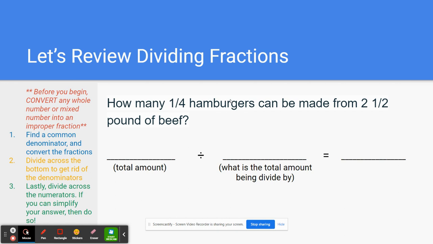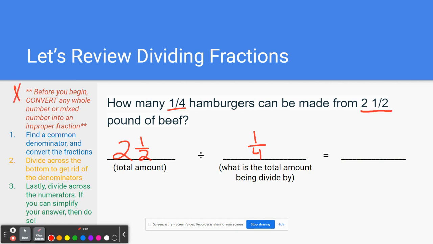When we divide, whether it's fractions, decimals, any kind of number, the order of your numbers does matter. You have to put the total amount first. What are you dividing up? Well, in this case, the number that we're dividing up is 2 1/2. We have 2 1/2 pounds of beef. That's how much beef that we have. And what are we dividing it into? Well, we're dividing it into hamburgers, and each hamburger can have 1/4 of a pound of beef. So the first thing we did is we set up our problem: 2 1/2 divided by 1/4.